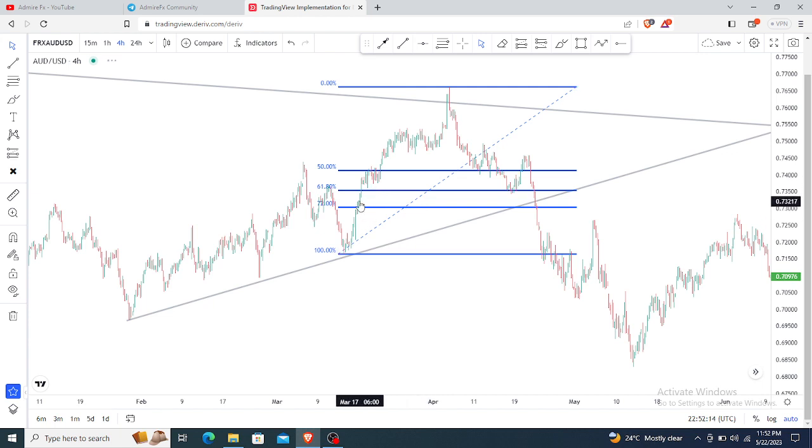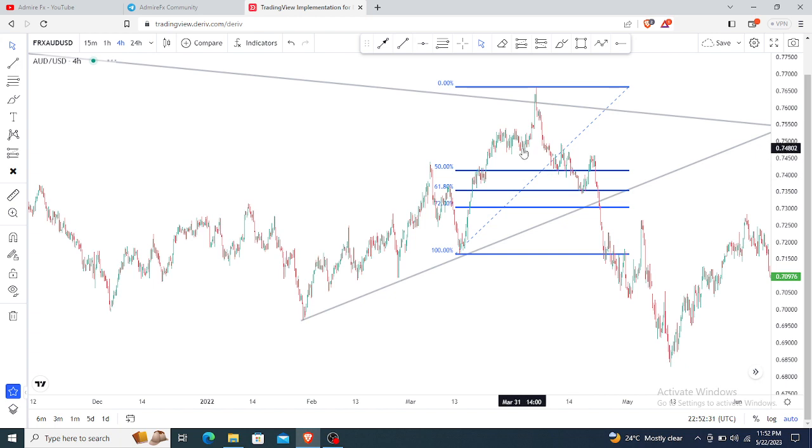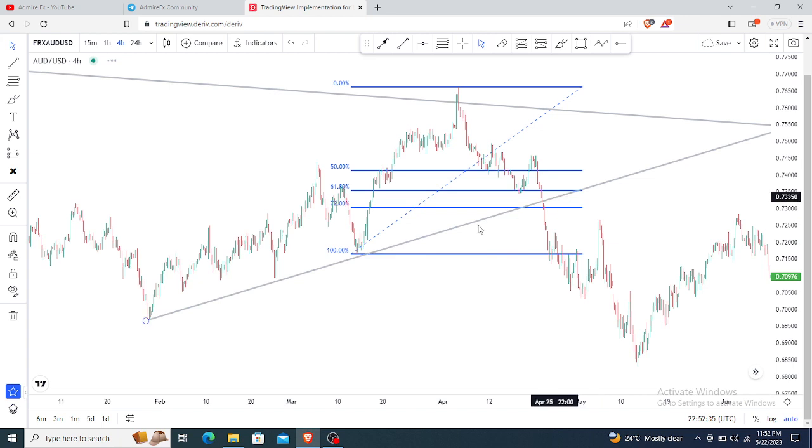He actually works with his 50 level and his 618 level. So what he needs to do is wait for price to bounce on those areas, and then he can now make his entry on those areas, just like what you are seeing here.